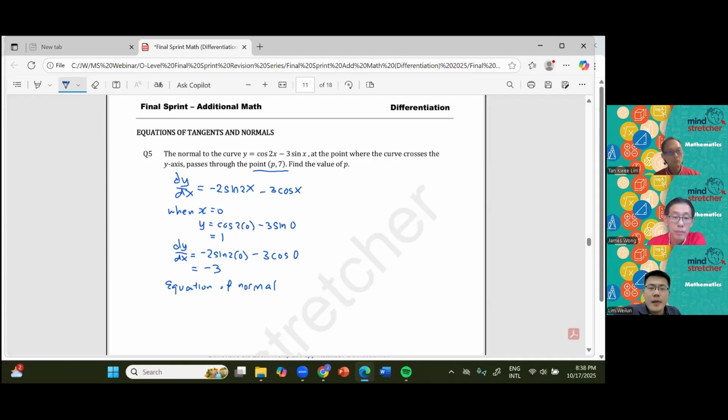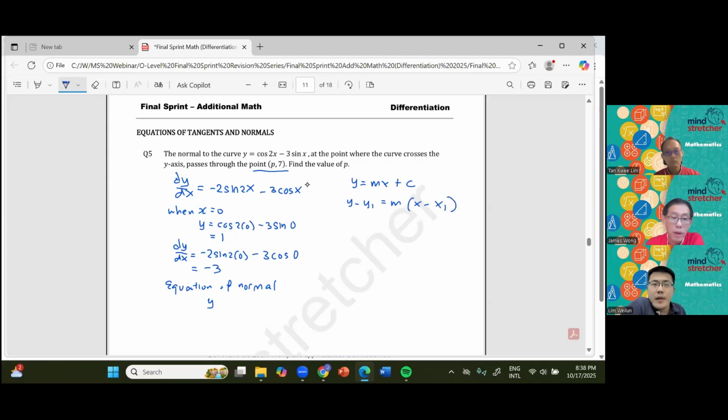That's easy because I know my point already. So one easy way to find the equation of a straight line, if you recall this method, is either you can use y equals mx plus c, or you can use y minus y1 is equal to m times x minus x1. You can use either method.